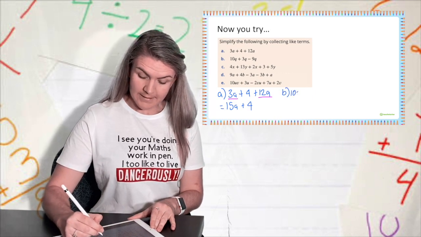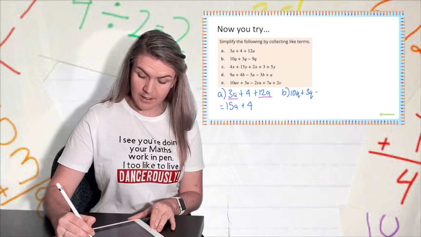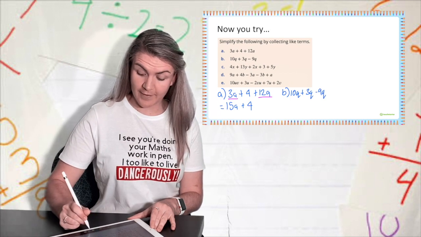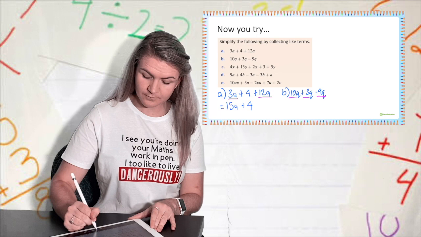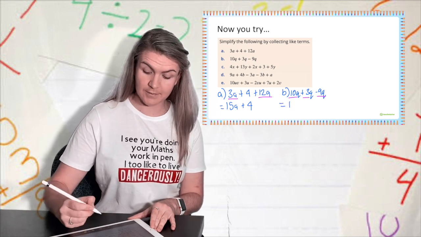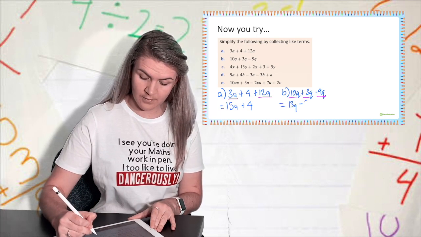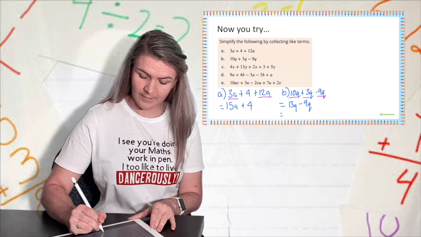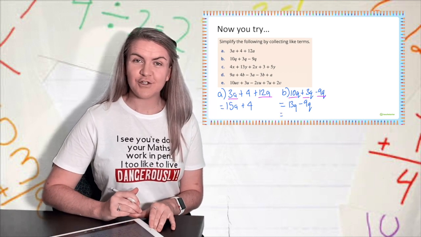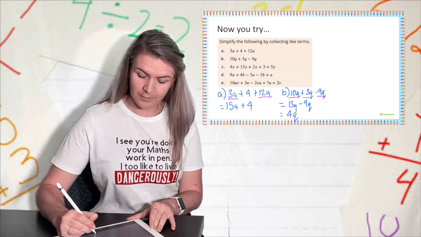B, 10q plus 3q take 9q. Now they're all q's. So 10q plus 3q is 13q. And 13q take 9q is 4q.